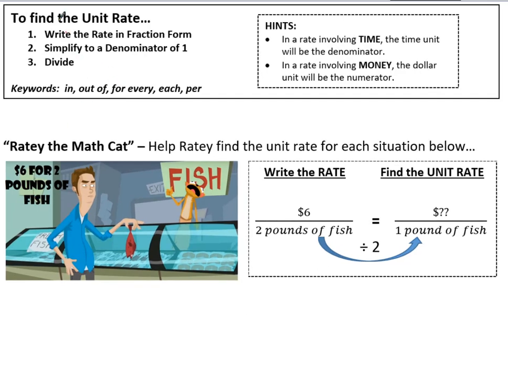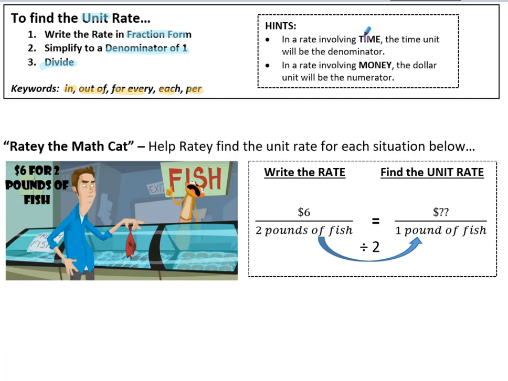So to find the unit rate, we're going to follow these steps here. So 1, we're going to write it in a fraction form. Now I want you guys to always remember that. We're going to write it in fraction form. Then we're going to simplify to a denominator of 1 because we're looking for the unit. Unit means 1. My denominator has to be 1. And then we're going to divide. So some keywords that we can always associate with unit rates would be in, out of, for every, each, and per.